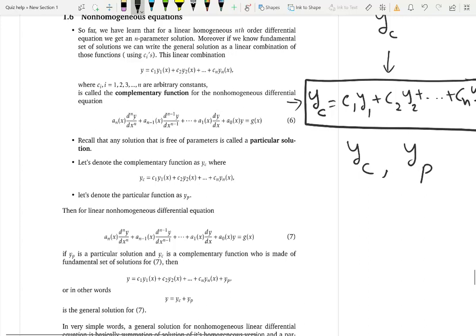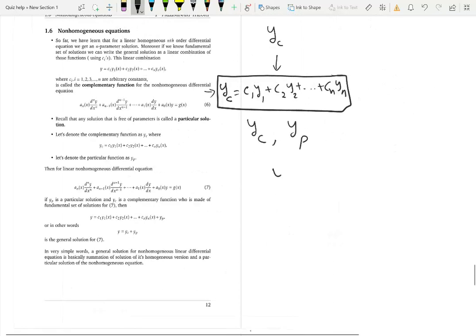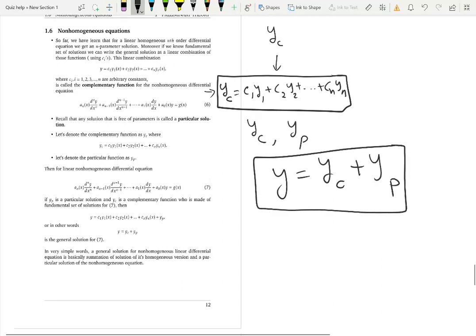So anyway, we find this yc and yp. Yp is the particular solution. Now what you do is you present the final solution of a non-homogeneous differential equation as the summation of the complementary solution and the particular solution. So this will be a solution for the non-homogeneous differential equation. But for a homogeneous differential equation, the solution is just yc. Do you see the difference?